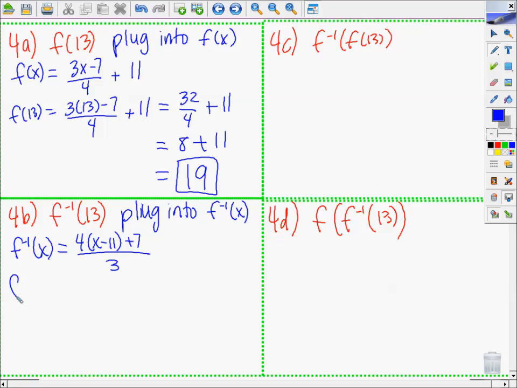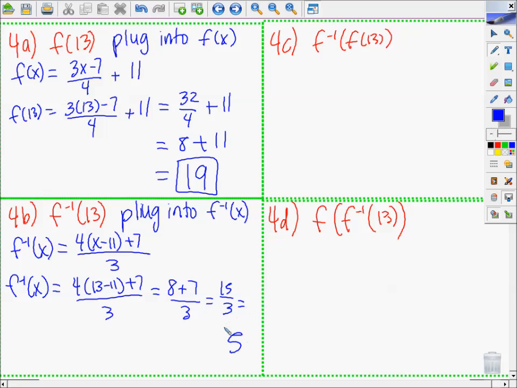Alright, so now I'm going to plug in 13, right? So I get 4 times 13 minus 11 plus 7 over 3. I think the last one's supposed to be 25. Yeah, I will fix that momentarily. So I have 4 times 2, since 13 minus 11 is 2. So 4 times 2 is? 8, plus 7 over 3 becomes 15 over 3, which equals? So my answer is? Can we evaluate?